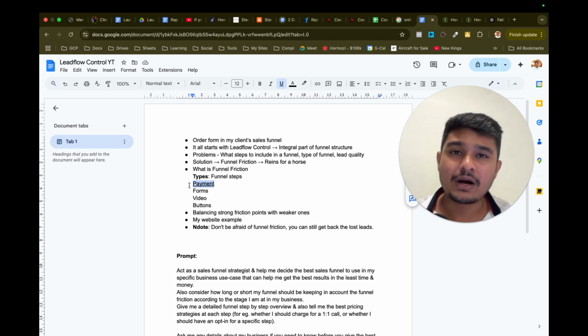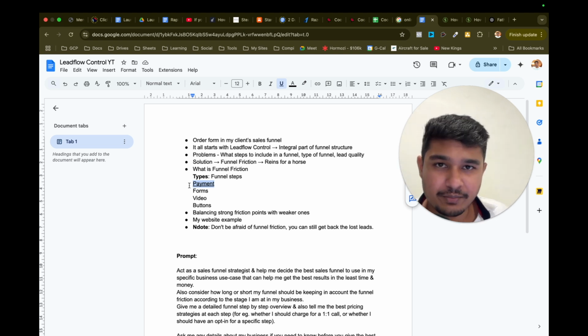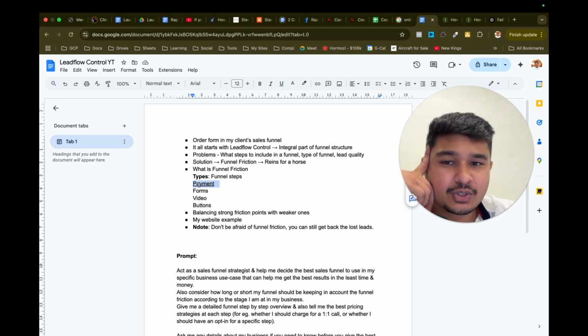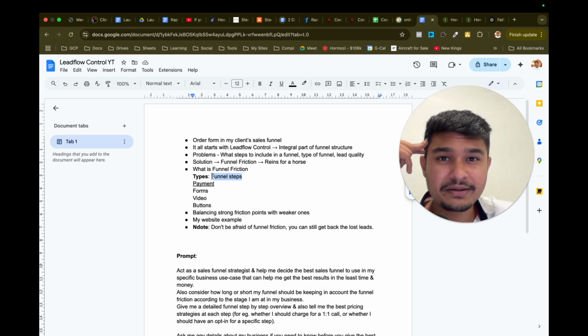So you have to understand how to balance the strong friction points with the weak friction points, right? Payment is the strongest friction point because now you're asking someone to pay you. Funnel steps could be a moderately strong friction point, right? Forms can be a very strong friction point. Video can be a weak friction point, whatever, right?